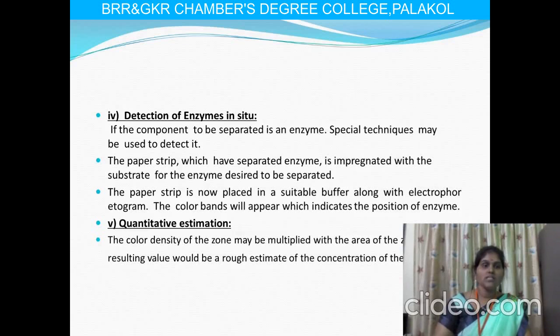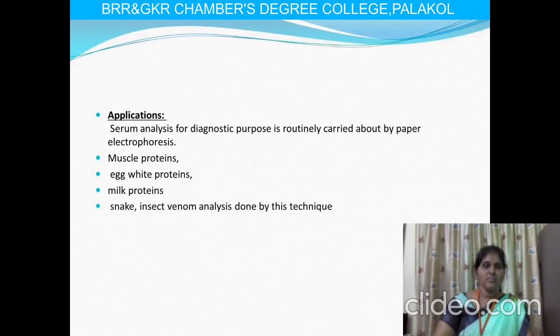And the next one is quantitative estimation. So the amount, the number of substances, that may be enzymes or proteins, that can be estimated, and that is called quantitative estimation. So the color intensity or density of a zone may be multiplied with a given area. The resulting value gives the concentration of the component. The next one is applications.